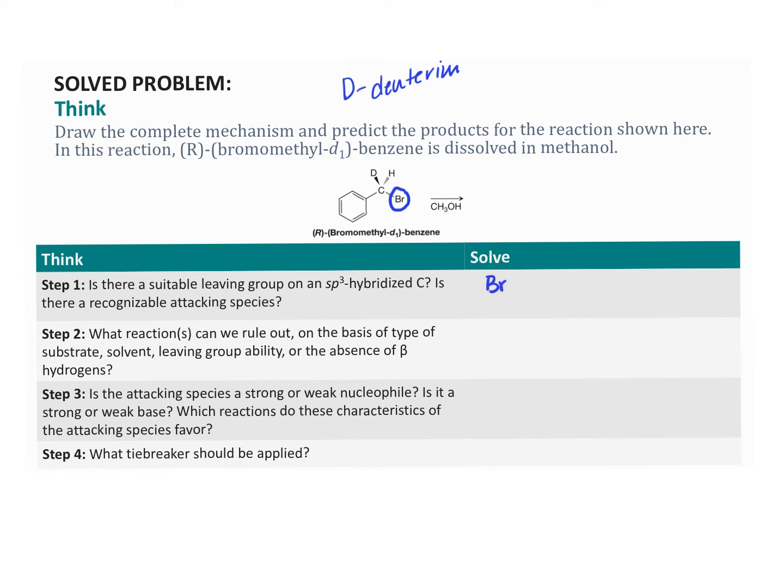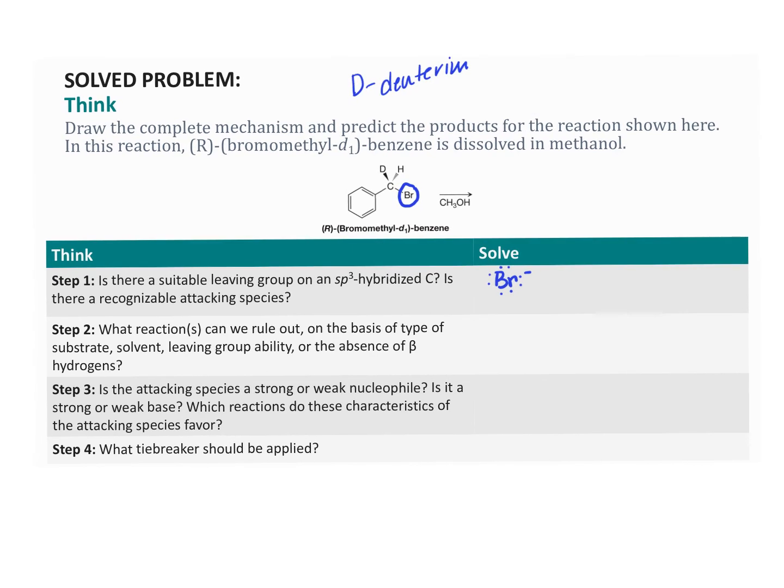That leaving group is Br minus, right? That leaving group, we've talked about so much. It's going to be more stable than fluorine, so it's a very suitable leaving group. It's also on an sp3 carbon, right? So we also know, looking at this, that this carbon is secondary, okay?